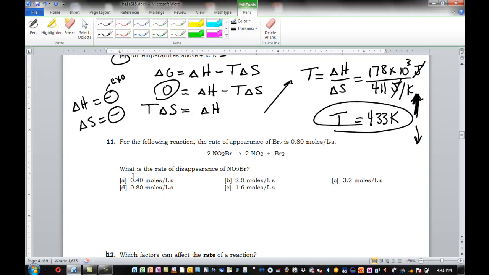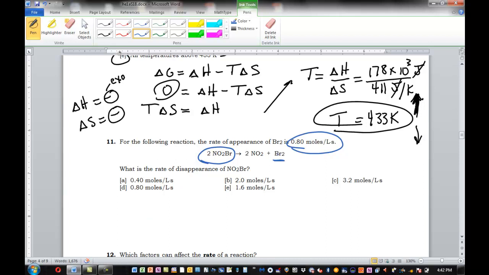Is a reaction going to be spontaneous? At what temperature will it be spontaneous? All that kind of stuff. Now we're into reaction rates. So this is giving us the rate at which bromine is being produced, or the rate of appearance, the production of bromine. We want to know at what rate is the reactant disappearing or reacting.